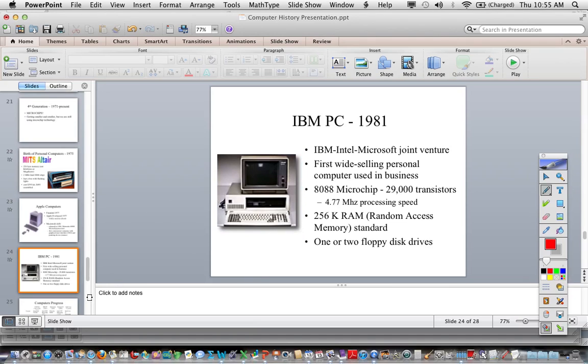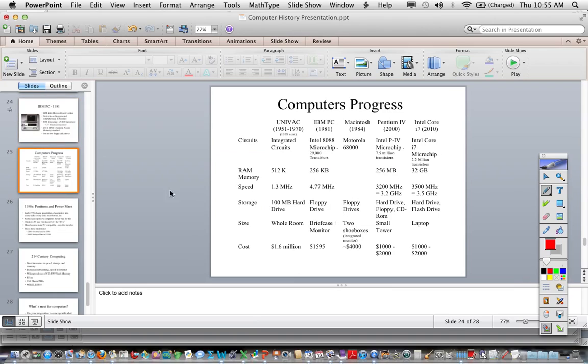All right. So the IBM personal computer, and then again, don't write this down. But this is just kind of something to look at. Right now we're at the Intel Core type of chips, and look at the memory, 512K back in the day, all the way to 32 gigabytes in the processor, the processing speed, the change from floppy drives to flash drives that we have now, big whole-room computers all the way down to laptops and iPhones and stuff. The first UNIVAC cost $1.6 million. I think that's in today's money. And then, of course, the prices have kind of stabilized a little bit. Okay?